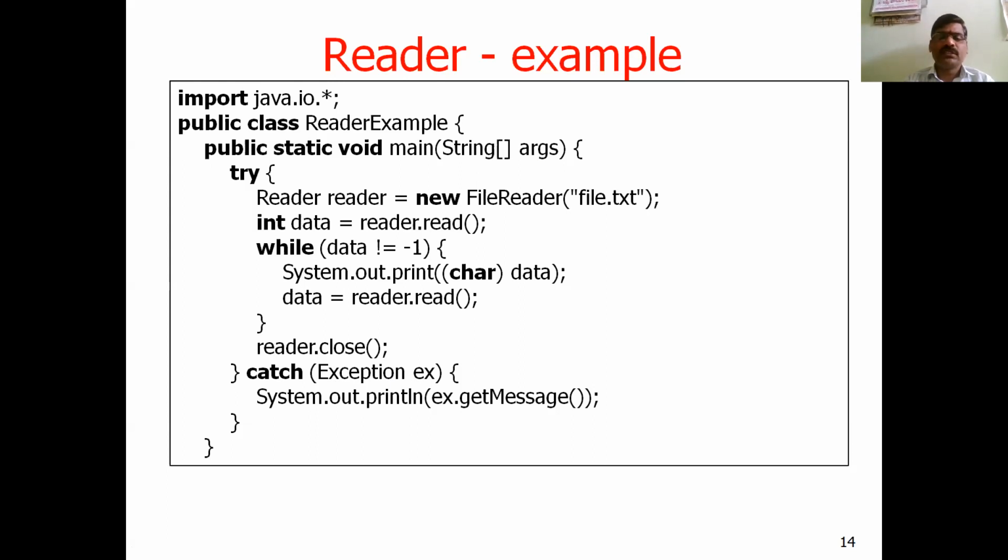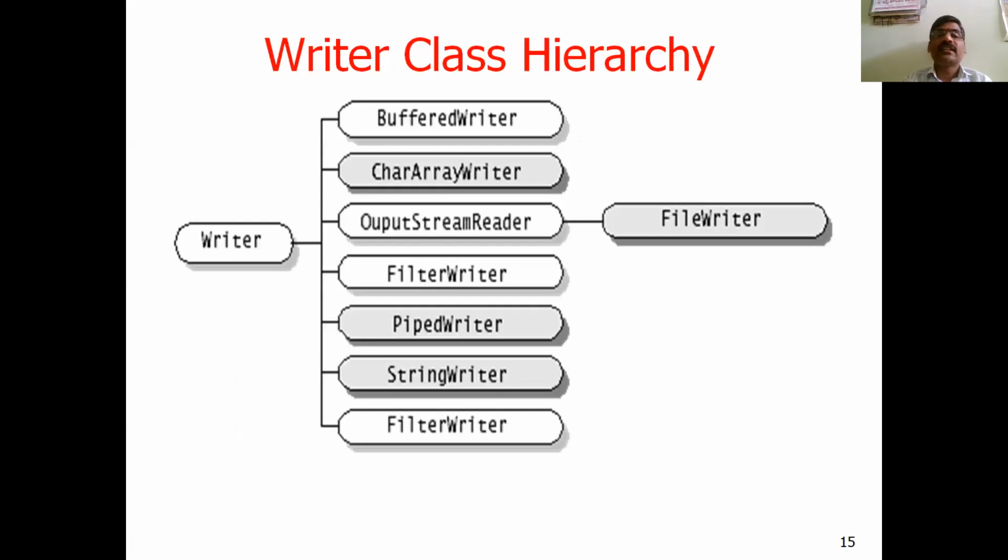So you can simply use Exception, the superclass, or if you are familiar with specific subclasses, you can write multiple catch blocks for each subclass type of exception. Okay, Exception ex. Then System.out.println(ex.getMessage()). So if you want to display the exception message, what type of exception it has generated, you can print it by using this getMessage method in the exception object. Right. So this is the example program demonstrating how to use FileReader to read the contents from a file. Then coming to the Writer class hierarchy.